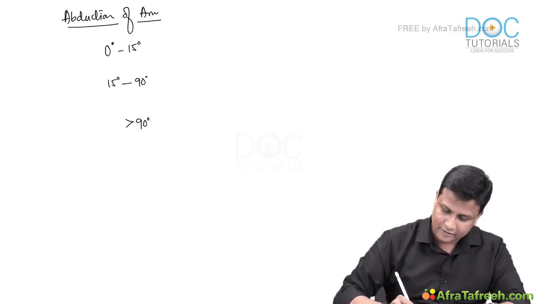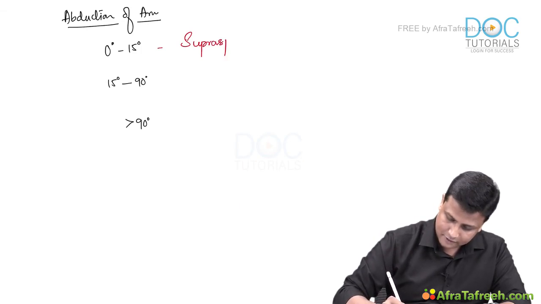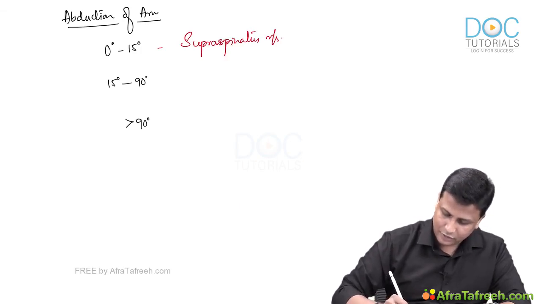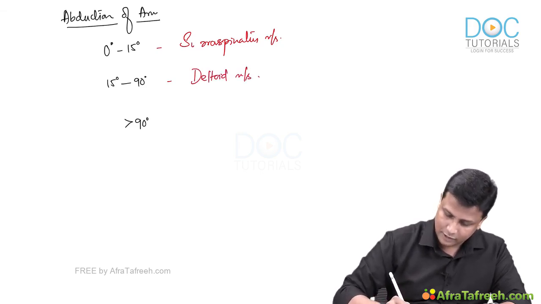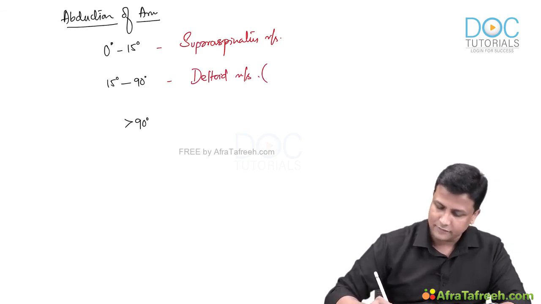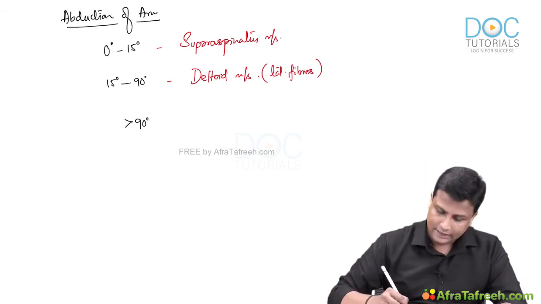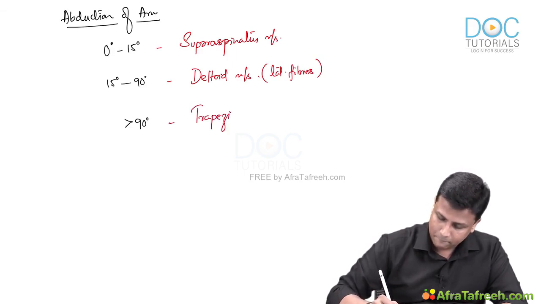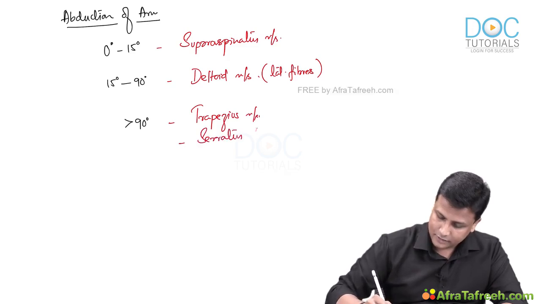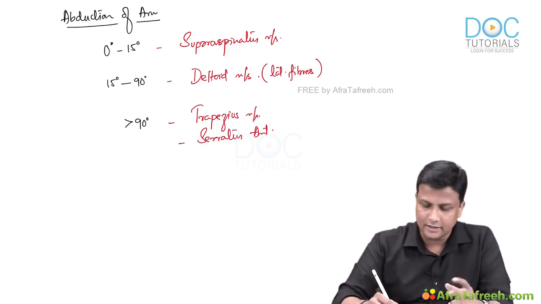So, 0 to 15 degrees abduction is done by the supraspinatus muscle. 15 to 90 degrees is done by the deltoid muscle, guys. And if you want to be more specific, the lateral fibers of the deltoid. 15 to 90 degrees is done by the lateral fibers of the deltoid. And then above 90 degrees, it will be done by the trapezius muscle along with the serratus anterior muscle. So, trapezius and serratus anterior muscle. Done.